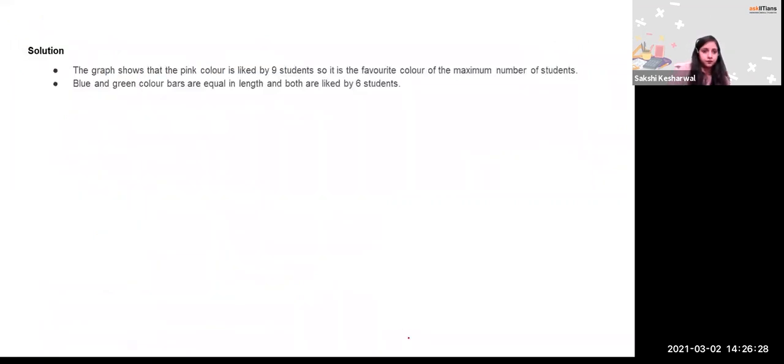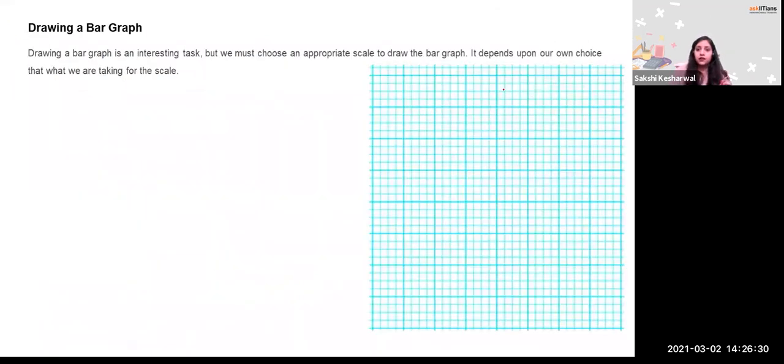Now, you have seen what a bar graph is. Now you have to do it. What you have to do is take the scaling. Now, what kind of bar graph do you have? You see this one block. Take the one block, right? Take just only one block.